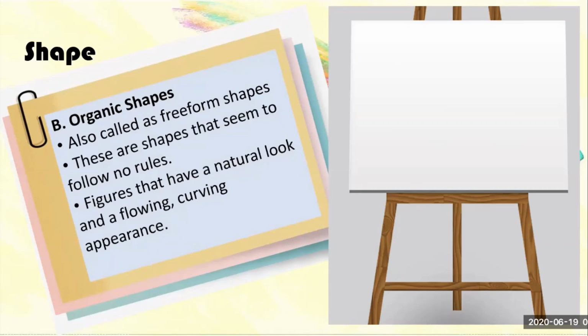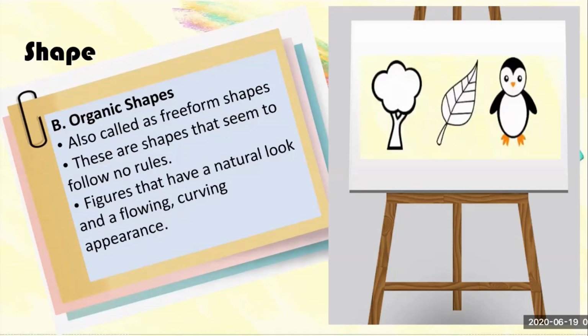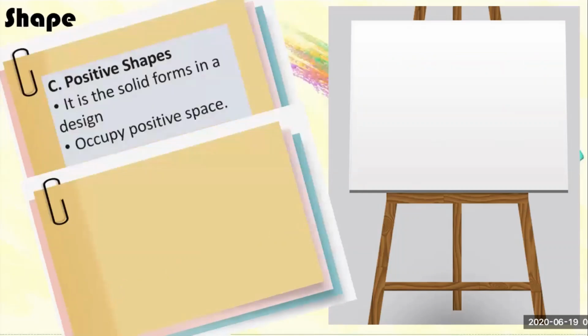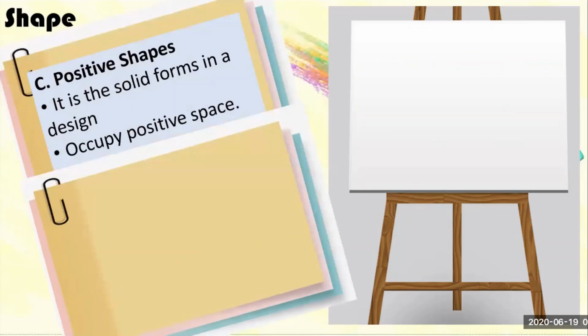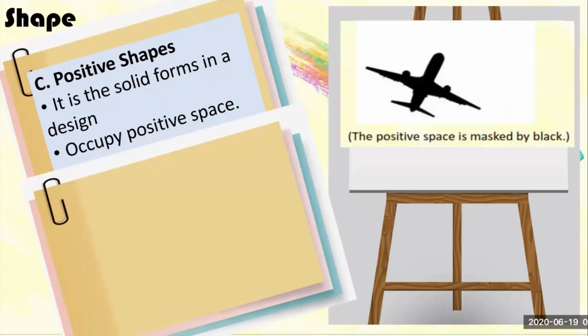Organic shapes, also called free-form shapes. These are shapes that seem to follow no rules. Figures that have a natural look and a flowing, curving appearance. Positive shapes. These are the solid forms in a design. They occupy positive space. The positive space is masked by black.